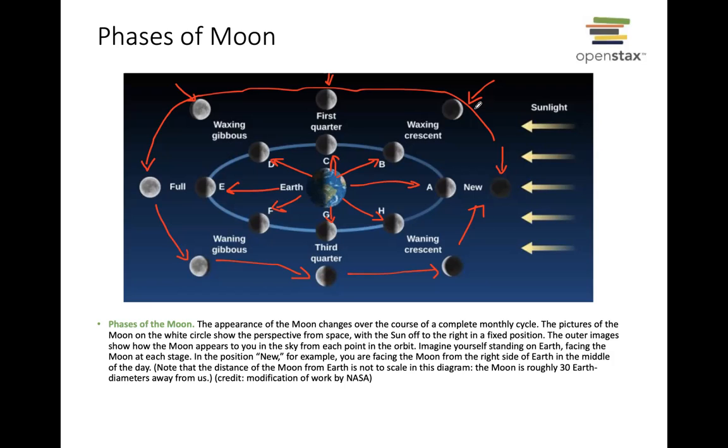When the illuminated amount that you see increases, we use the word waxing, right? That means increasing. So first you have a small amount just after the new moon, that is called waxing crescent, and then the first quarter, and then waxing gibbous, and then the full moon. And then you use the word waning, right? That means the amount is decreasing. So waning gibbous, and then third quarter, waning crescent, right? So that's how you use these words.